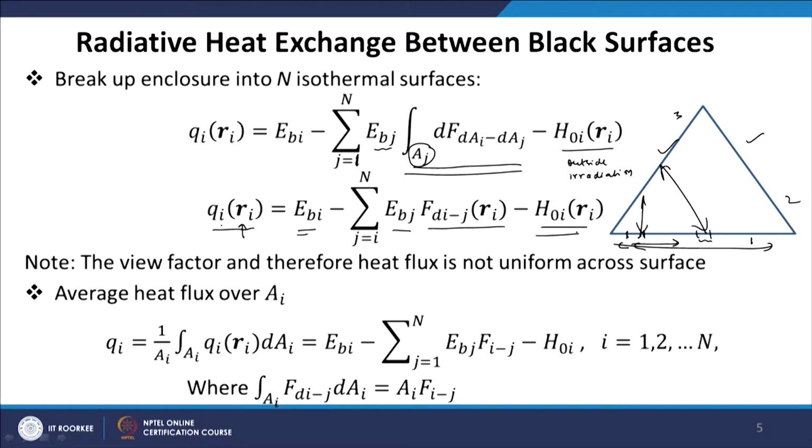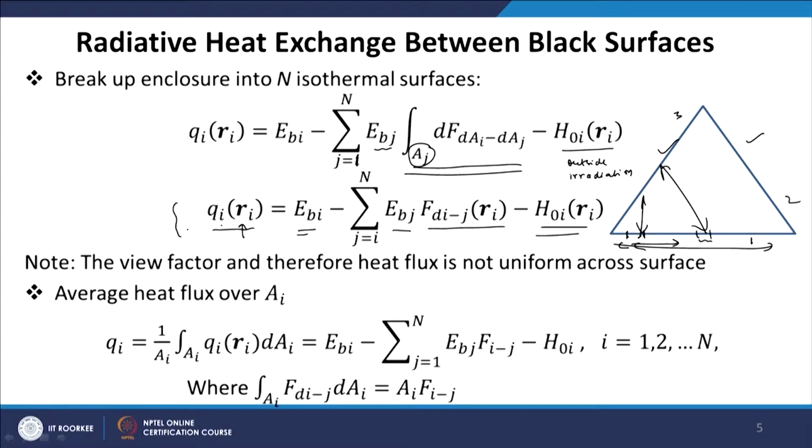Now, although we have already simplified this problem by assuming that the enclosure can be represented by a finite number of surfaces, there is still a problem in finding the view factors F_dij. So, we have to do some more simplification. We have heat flux varying along the surface, that is q_i varying with the location on that particular surface i. We will try to find the average radiative heat flux.